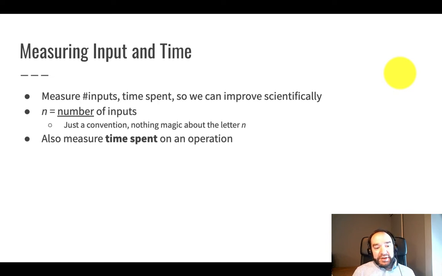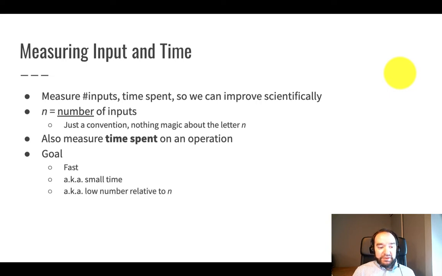We also measure the amount of time spent on an operation. The goal is to make this fast. So fast would be a small amount of measured time. So that would be a low number relative to n. What we do is we measure the amount of time spent as a function of n, the input size, and we want that to be a small number, to be a small amount of elapsed time.